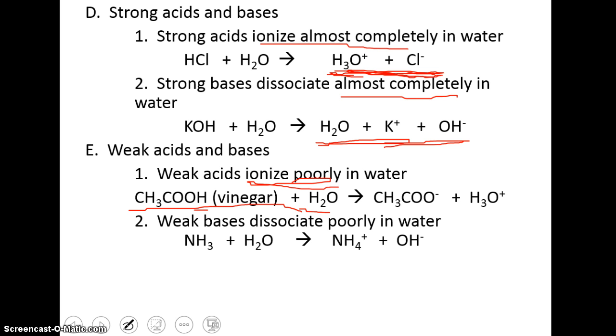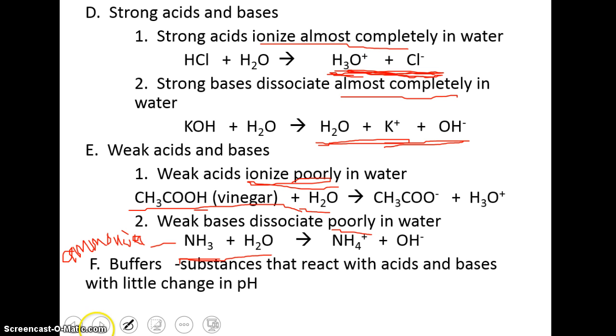Weak bases dissociate poorly in water. I said most bases end in OH, but not all. NH3 is a base. That is actually ammonia, and you should know that that is a base. It's on the back of your periodic table as well, at the bottom. And if you add that to water, it makes NH4+ and OH-, which is why it is a base. But at the end, because it dissociates poorly, you're going to have mostly reactants.